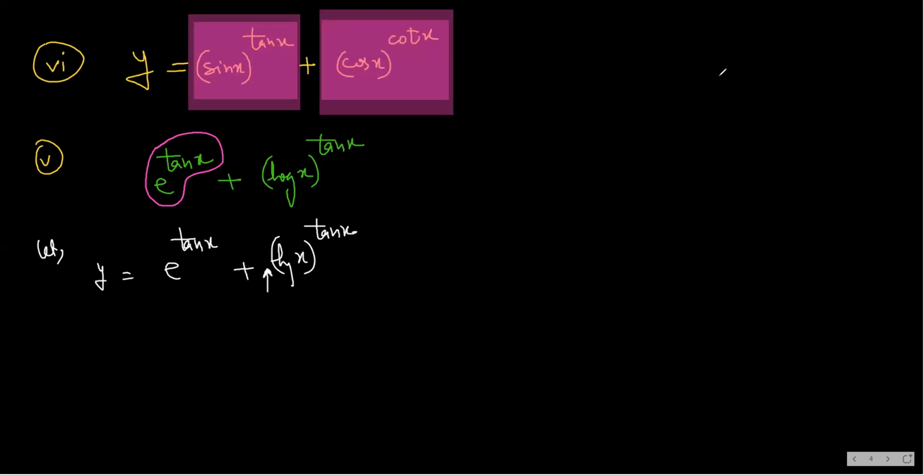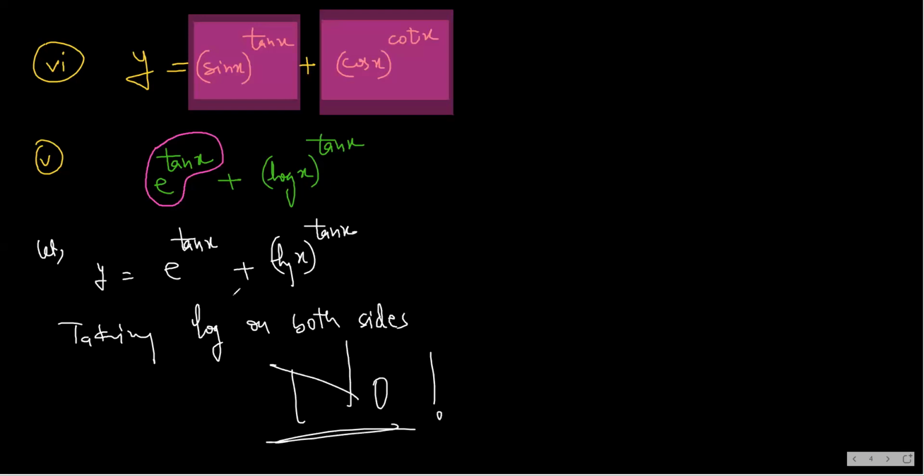Can I say taking log on both sides? The answer is no. Why? Same reason. Because if I take log on both sides, remember you have a plus sign here. And log of m plus n will just be nothing. It is what it is. You just can't go ahead. You are stuck.